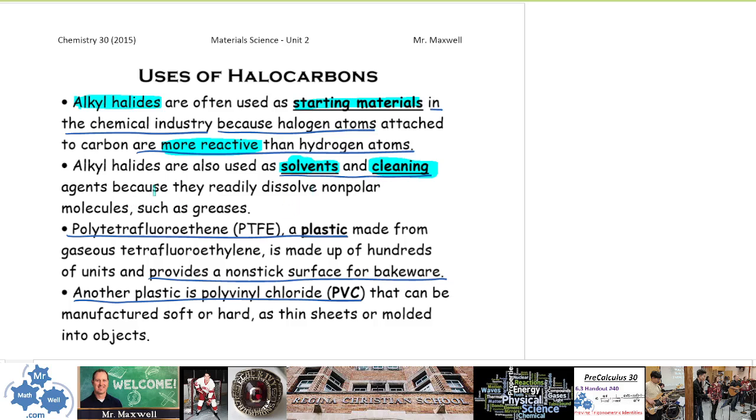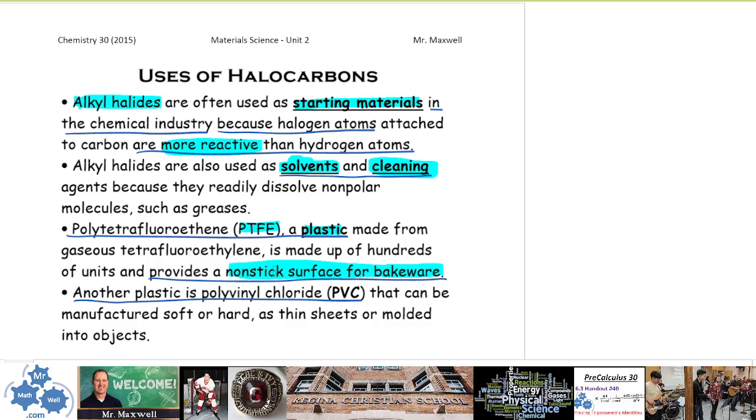PTFE, that's polytetrafluoroethene. Polytetrafluoroethene is a plastic. PTFE is a plastic made from gaseous tetrafluoroethylene and is made up of hundreds of units and provides the non-stick surface for bakeware. So if there's a lot of bakeware that says non-stick surface, that's from a plastic made from halocarbons. Another plastic is polyvinyl chloride.